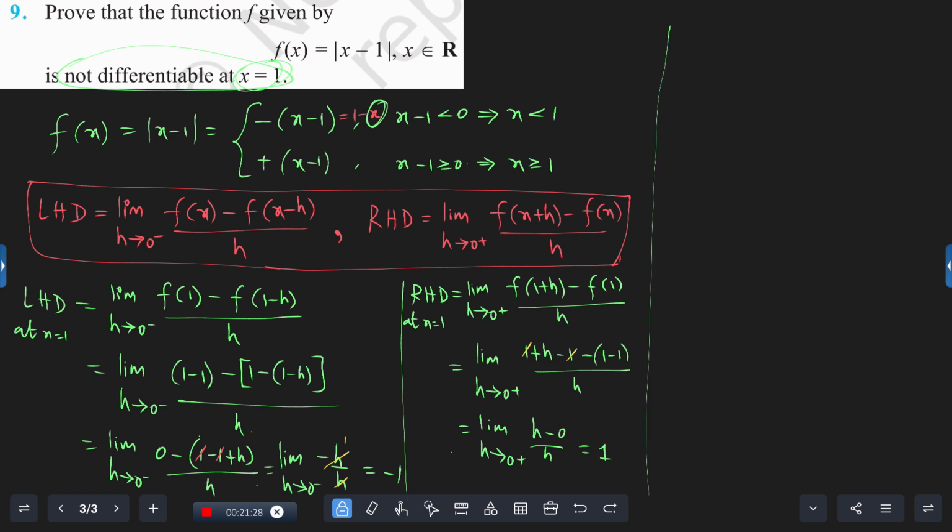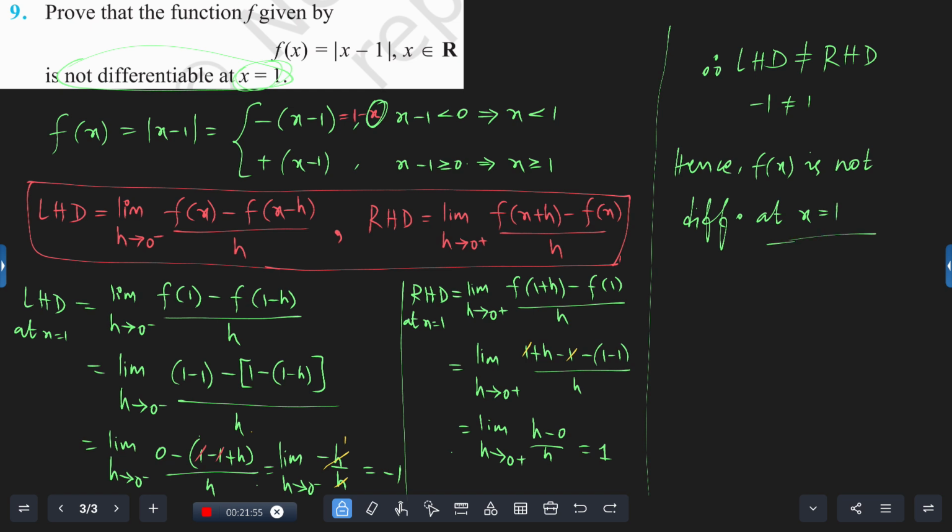Therefore, left hand derivative and right hand derivative are not equal, because minus 1 we got, plus 1 we got. Which is not equal, so we have to say not differentiable. Hence f of x is not differentiable at x is equal to 1. That's it. This is the thing you want to know.